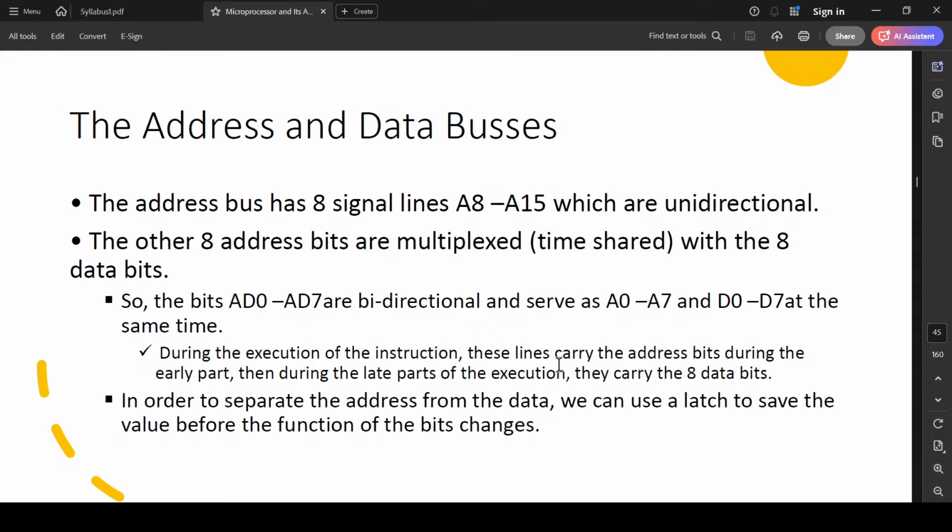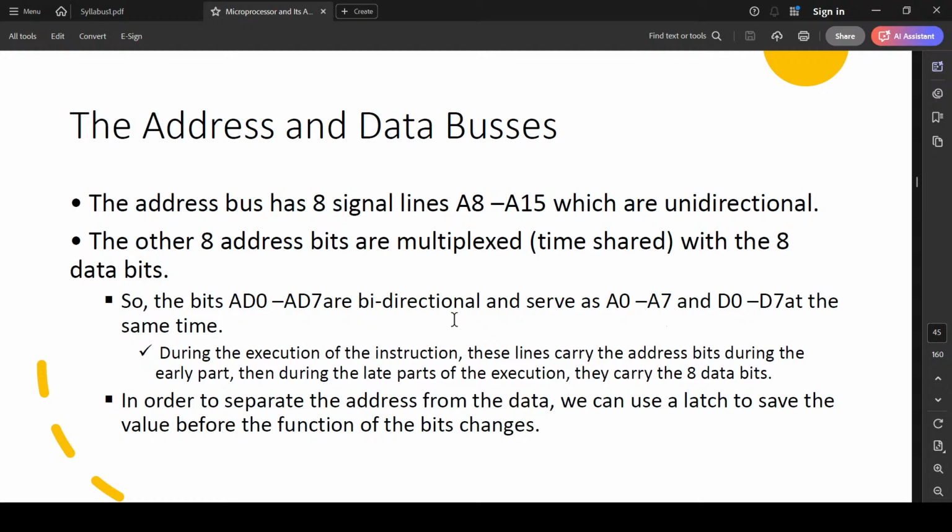During the execution of the instruction, these lines carry the address bits during the early part, and then during the late part of the operation, they carry the 8 data bits. Okay, so let's say this is the address bus, the address part of this AD, and this is the data part. So A0 to A7 will carry the address bits during the starting of the instruction, and after the execution, D0 to D7, which are integrated with this and so-called AD0, will carry the data. So data after the execution.